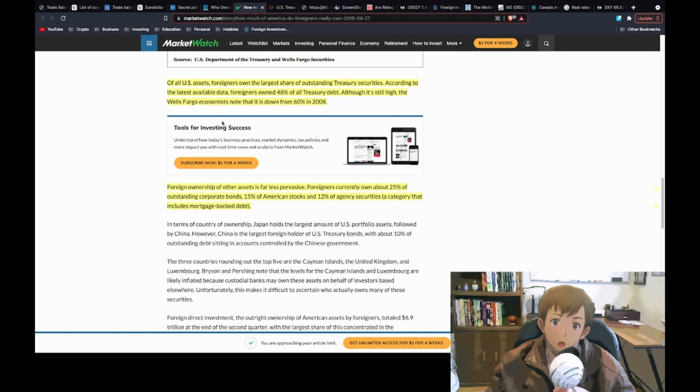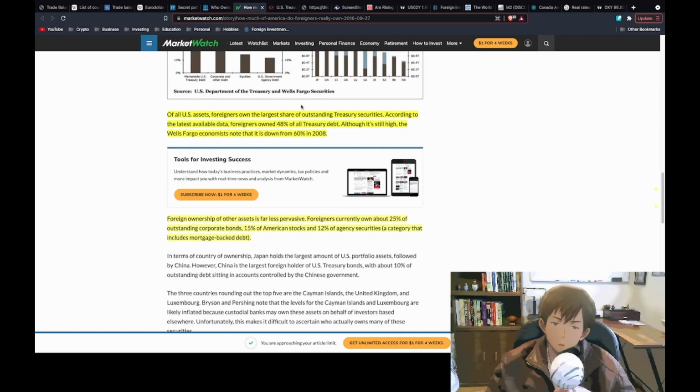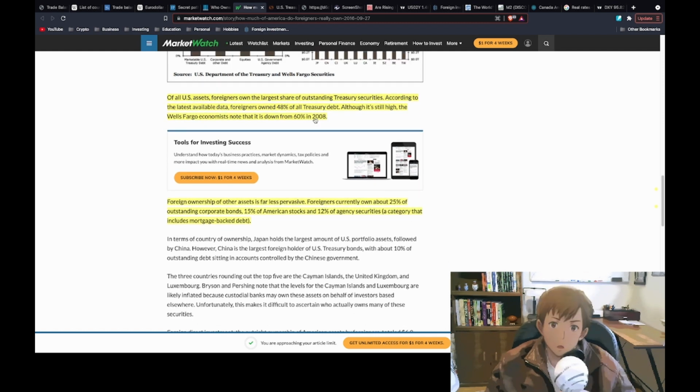Although it's still high, the Wells Fargo economists note that it's down from 60% in 2008. So it dropped about 12% from 2008 to 2016 when this article was written. And honestly, it's probably dropped a lot more since 2016. As Druckenmiller mentioned, there was a rotation of $1 trillion from US Treasuries after the CARES Act was announced. So the number is probably quite a bit lower, but at the same time, you can see that foreigners play a big role in funding our debt.